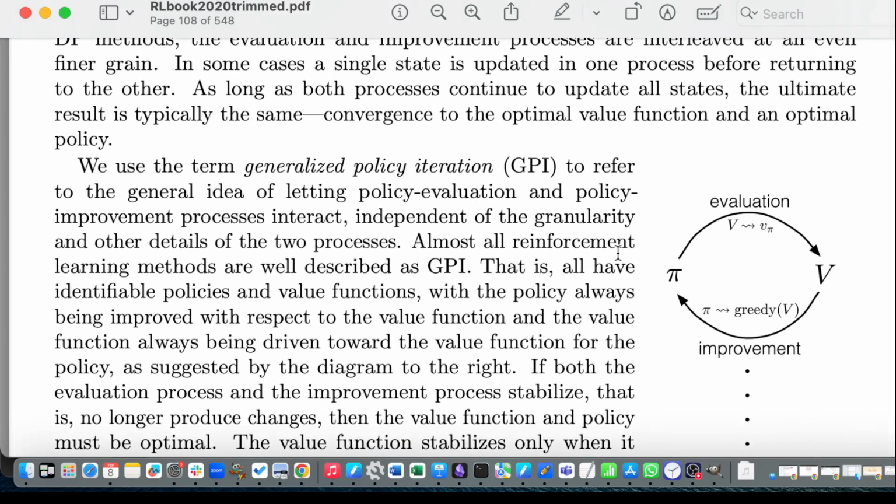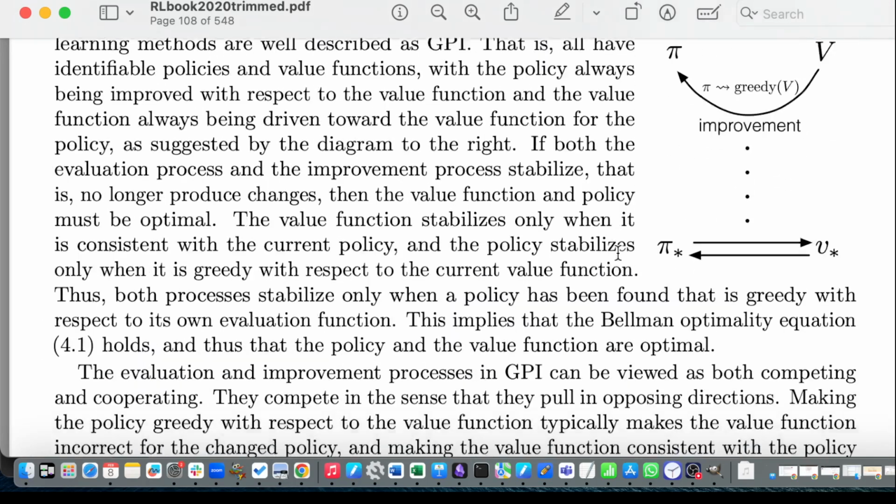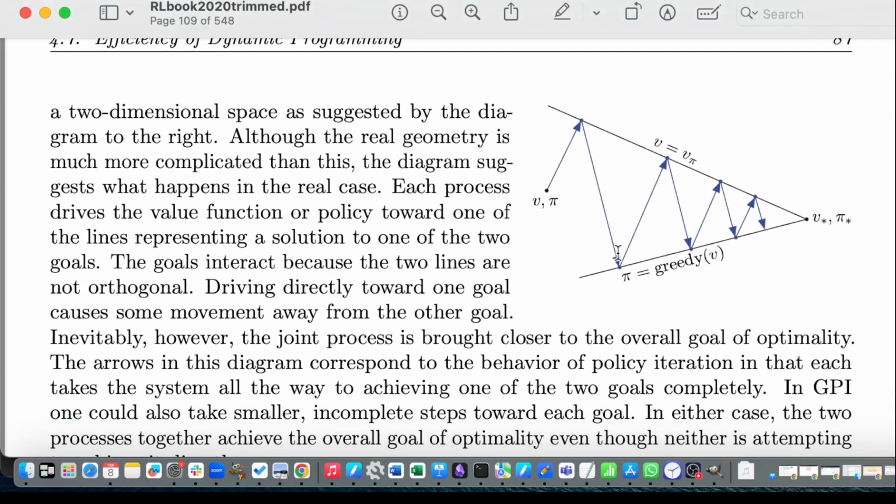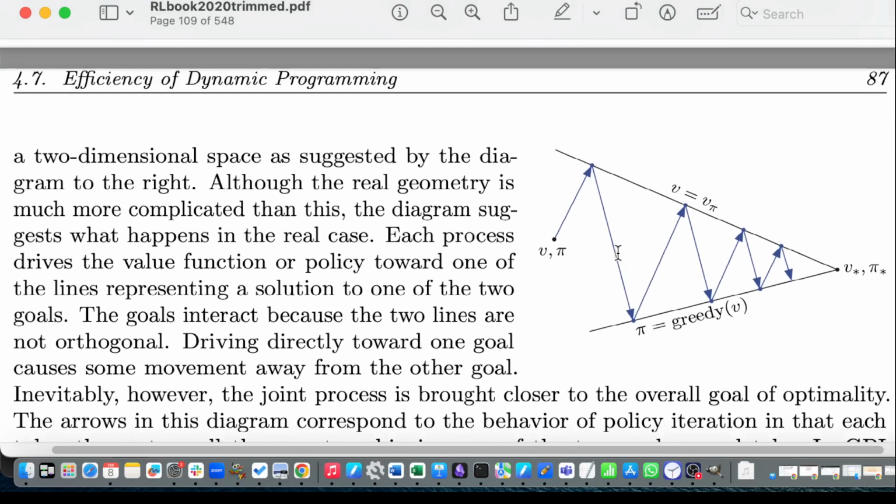We got pi and v. Pi is the greedy version of v. You got the value function v. They go back and forth, and then they draw this picture. You can think of what we're doing as having a value function v and a policy pi. First we evaluate the policy, then we do the greedy thing, then we evaluate the policy, then we do the greedy thing. And you go back and forth, and you slowly converge towards the optimal value function and the optimal pi. And you saw that in the animation, right?